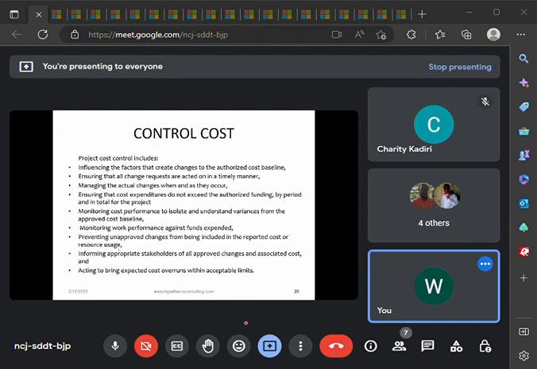So I'll leave all this for your reading. All these are the activities you do when it comes to control costs. All these are the things you should just read for that purpose.